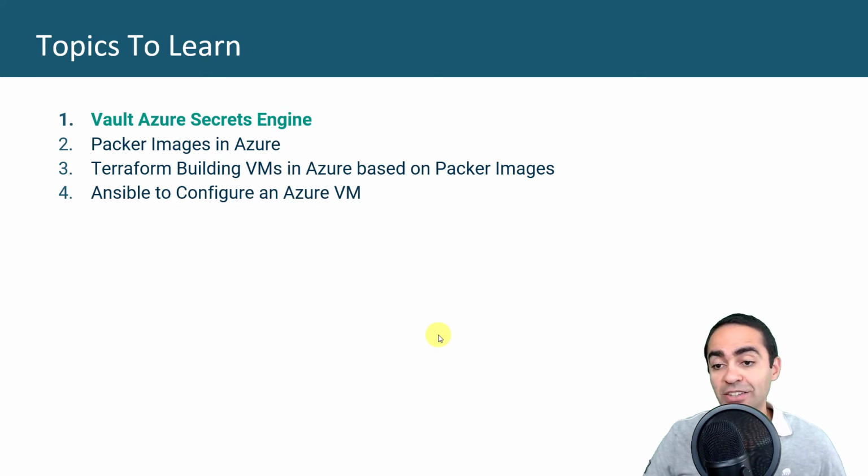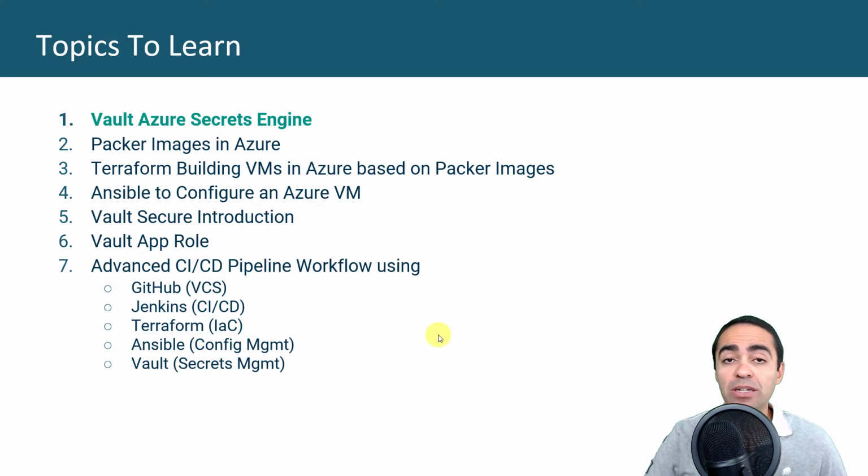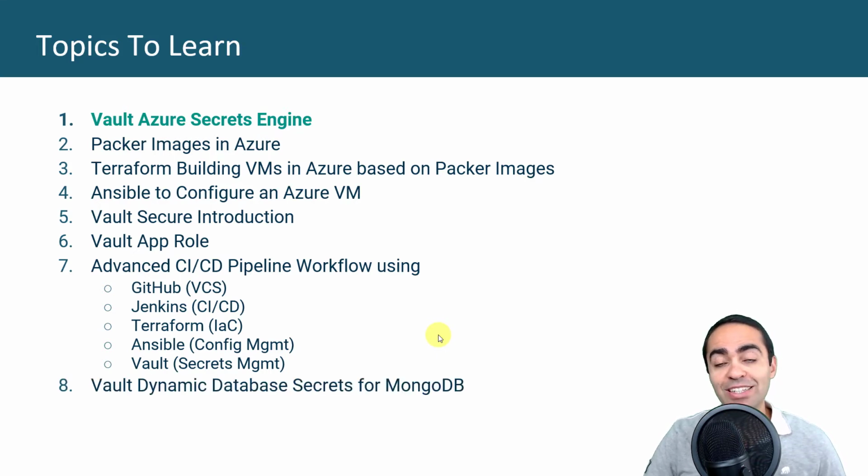And then we'll learn about Vault's secure introduction, how to use Vault AppRole, and creating an advanced CI/CD pipeline and the workflow pertaining to that. And in the process, we're going to use GitHub for a version control system. We're going to use Jenkins as our CI/CD tool, Terraform for infrastructure as code, Ansible for configuration management, and Vault for secrets management. Then we're going to touch on the application itself.